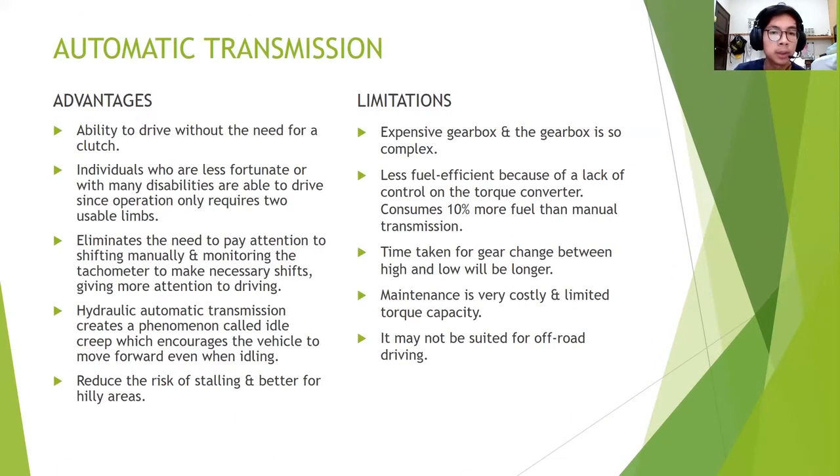Lastly, these are the advantages and limitations of automatic transmission. So one of the advantages of the automatic transmission is the ability to drive without the need for a clutch. Next, individuals who are less fortunate or with many disabilities are able to drive since operation only requires 2 usable limbs. Thirdly, automatic transmission eliminates the need to pay attention to shifting manually and monitoring the tachometer to make necessary shifts, giving more attention to driving.